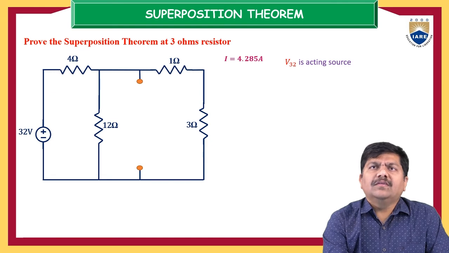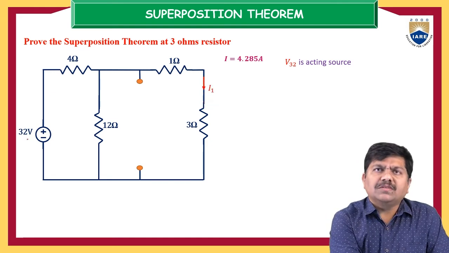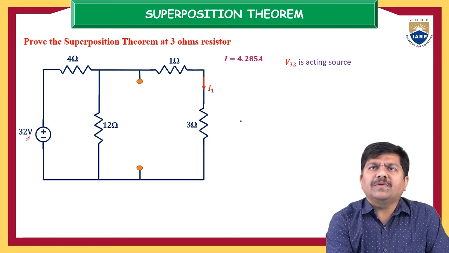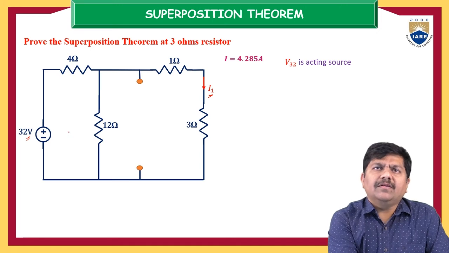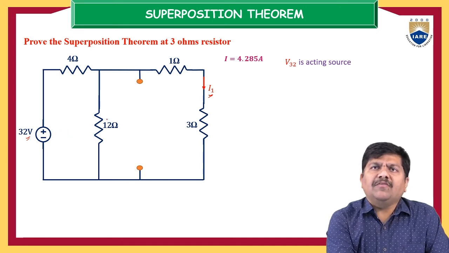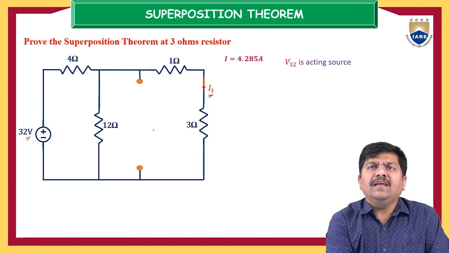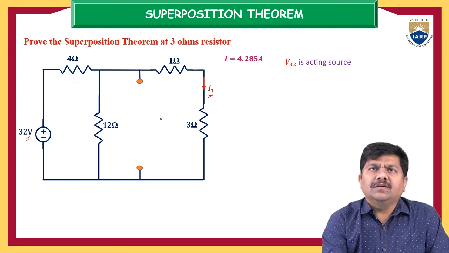So directly, the response of this 32 volts at the 3 ohm resistor is nothing but, just now we have assumed, the I1 current. So I1 is the response at the 3 ohm resistor due to the 32 volts voltage source. And the current source here is simply open circuited, because indirectly we assume that the current source is inactive in nature.